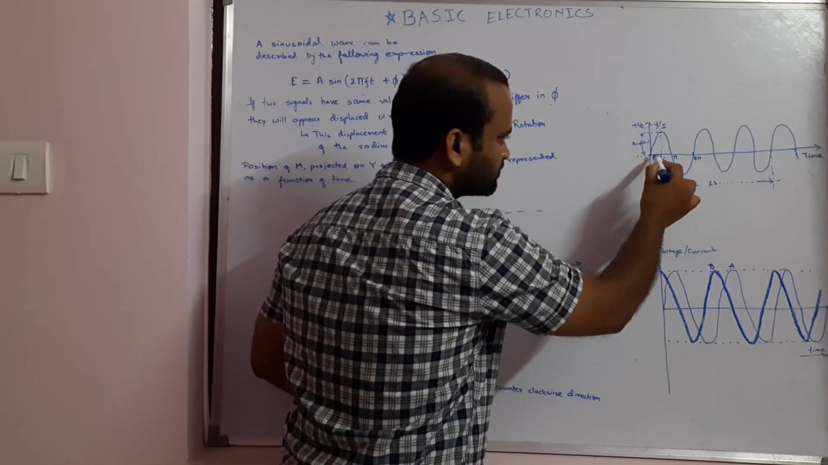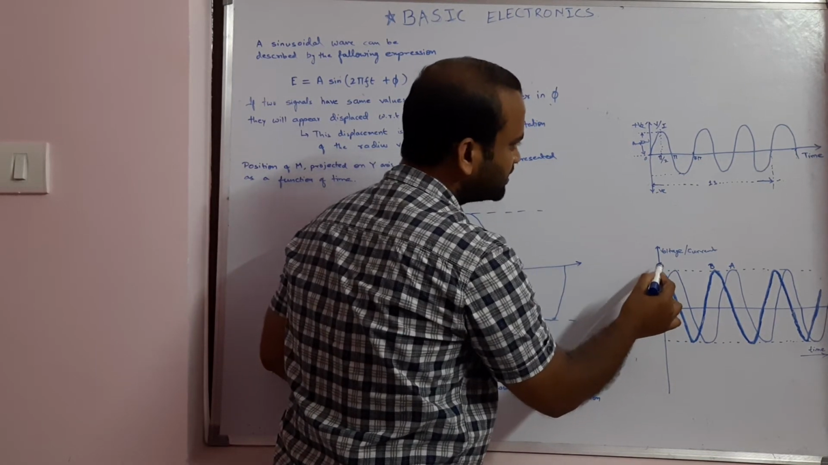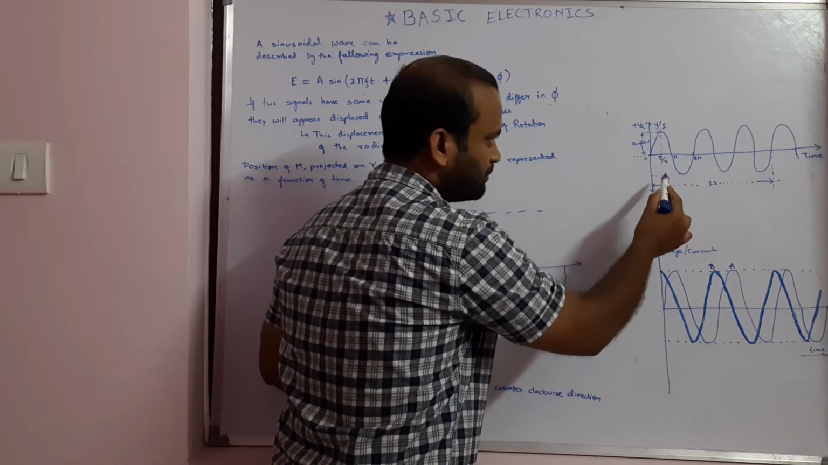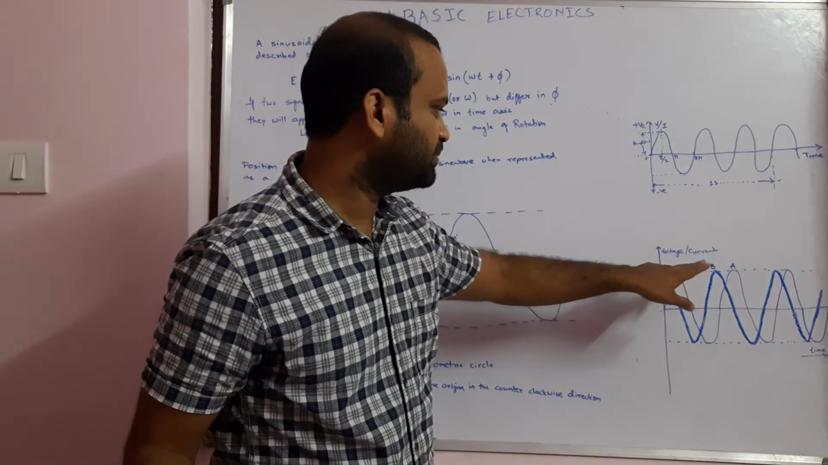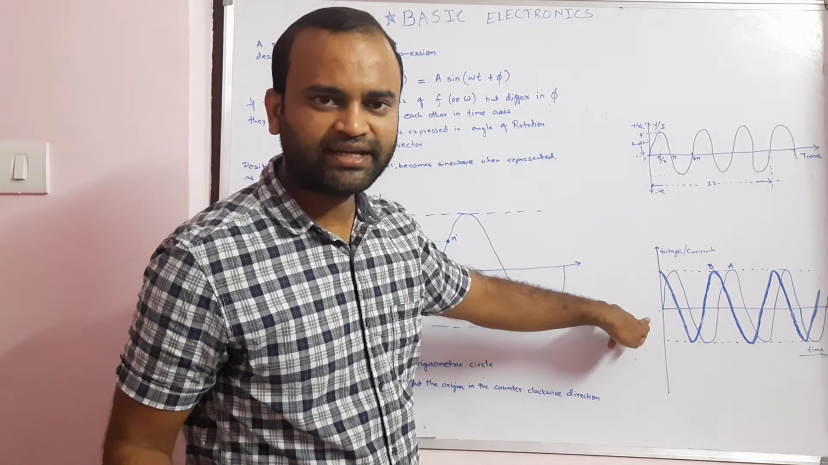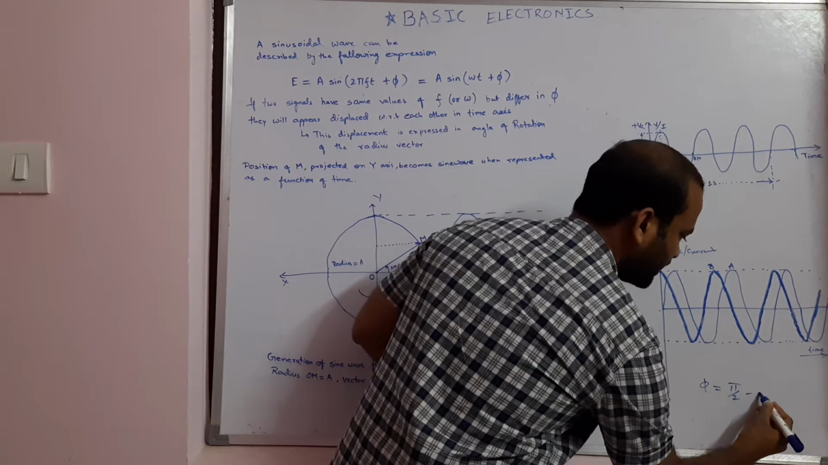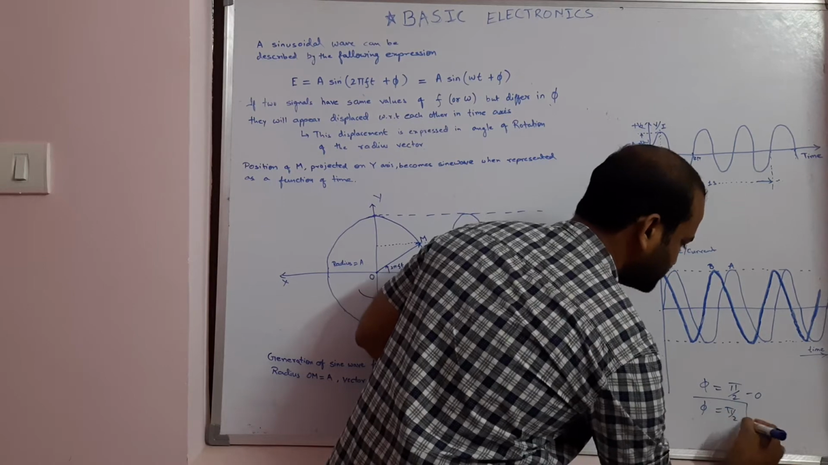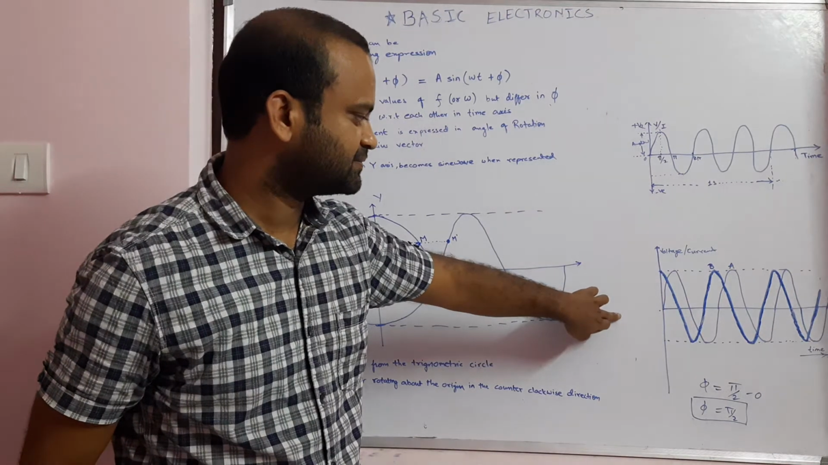So signal A is starting from 0 amplitude, but signal B is starting from pi by 2, the amplitude at the pi by 2 angle. Hence, the phase difference between signal B and signal A is pi by 2 minus 0. So that is, the phase angle is pi by 2 minus 0, that is equal to pi by 2. Hence, the phase difference is pi by 2, that is 90 degrees.